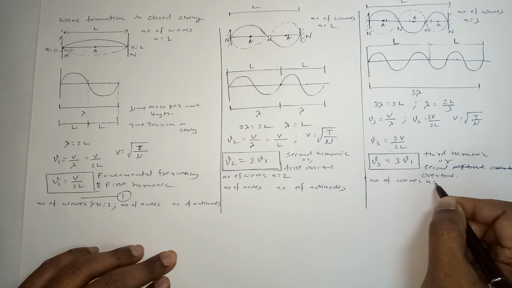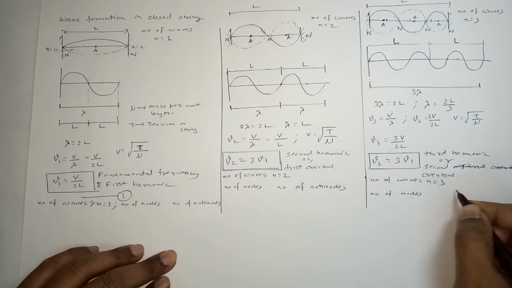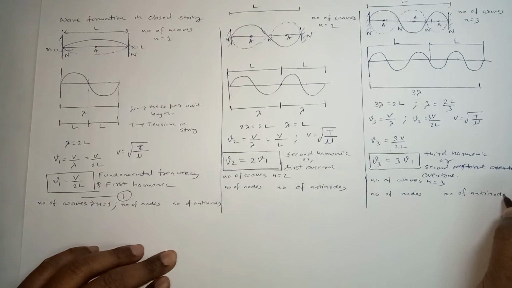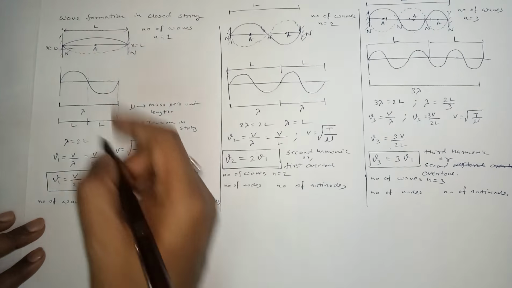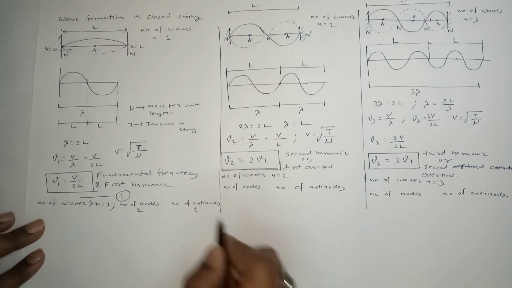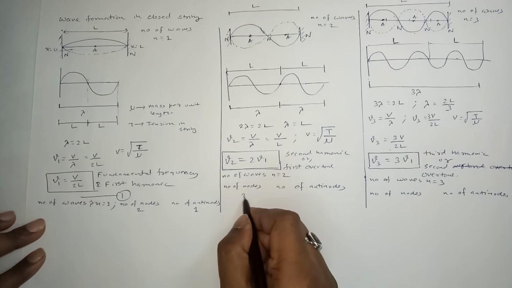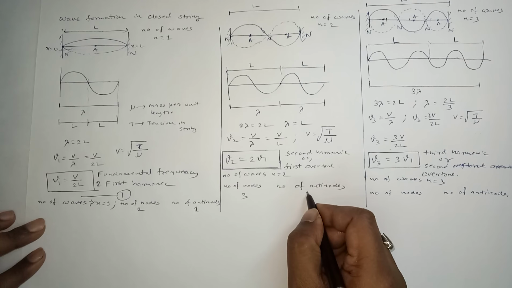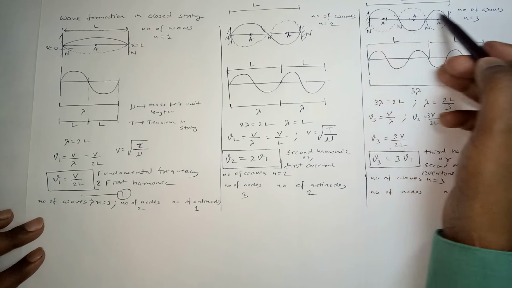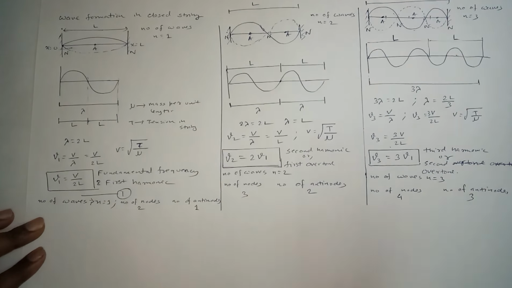Number of waves n is equal to 3 in this case, number of nodes and number of antinodes. You can see that the number of nodes is how much? 2 in the first case, and the number of antinodes is 1. Here the number of waves was 2, and you can see the number of nodes is 3, and the number of antinodes is how much? 2. Again the number of waves is 3, number of nodes 1, 2, 3, 4, so 4, and antinodes 3.